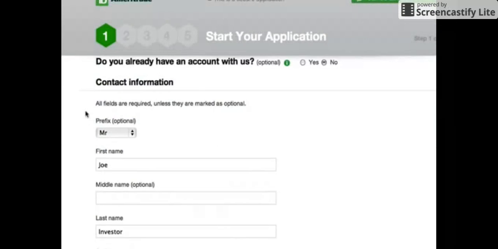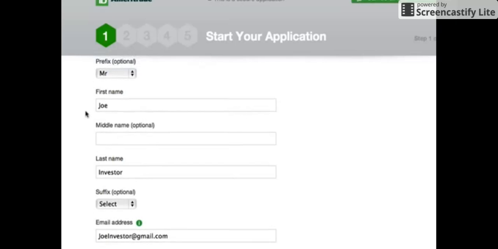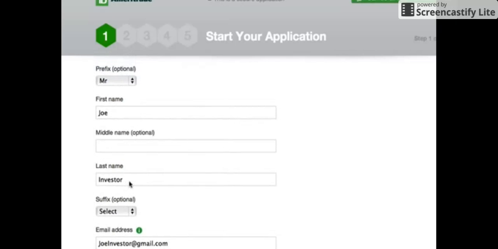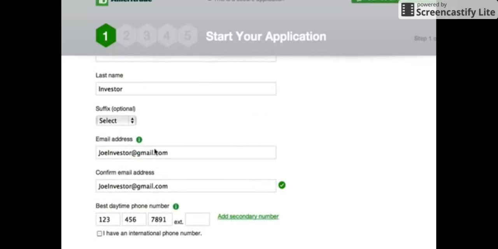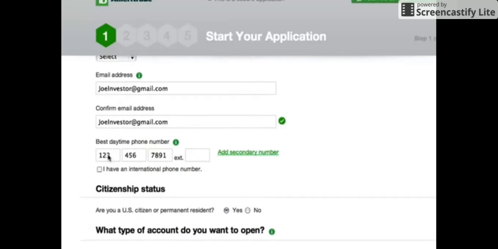And you start out by just entering the usual information you would expect: your first name, your last name, and then your email address. I've filled in some fictional names and emails here. Confirm your email address and a daytime phone number. I use my cell phone number. You can use any number you want, but I do put in a valid number there because I want them to be able to contact me if they need to. It is my money after all.